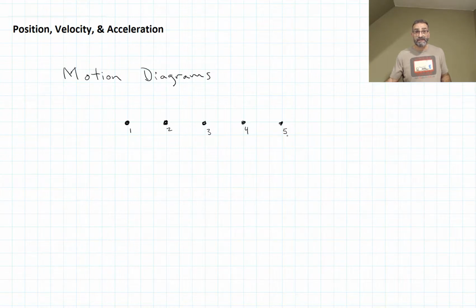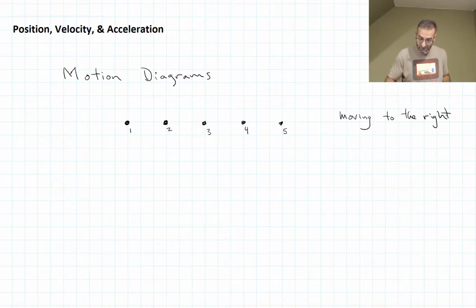What direction is the object moving? What's happening to the speed of the object? By looking at this, we know that as the strobe light goes off, the object is moving to the right. And because we know the strobe light goes off at equal time intervals, we can tell by looking at this motion diagram that the object's speed is remaining constant. The speed is not changing.